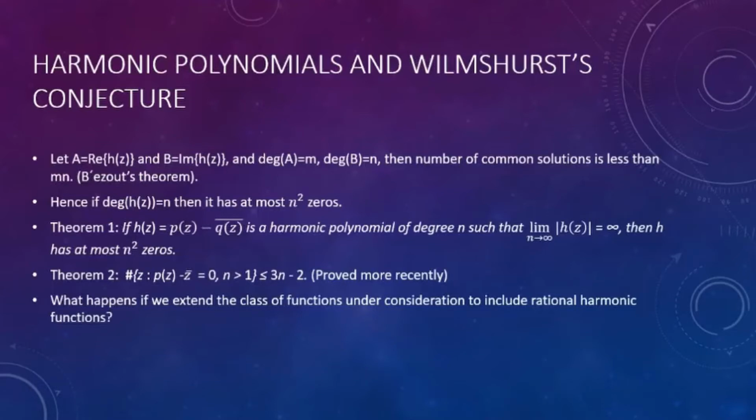Let's take the h of z which we defined as p of z minus q of z whole conjugate. If we divide h of z into real and imaginary parts, and take the degree of the real part as m and the degree of the imaginary part as n, then we have some interesting results, some of which have been proved and some are yet to be proved. The first important theorem we need to focus on as a build-up to gravitational lensing is theorem 1, which says that if the harmonic polynomial of degree n satisfies the condition that the limit as n tends to infinity of mod h of z equals infinity, then h has a maximum of n square zeros.